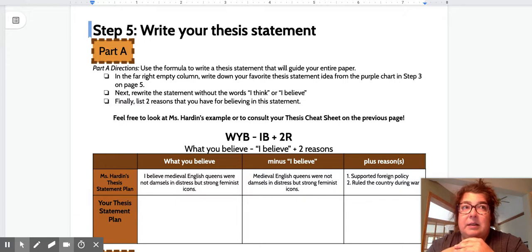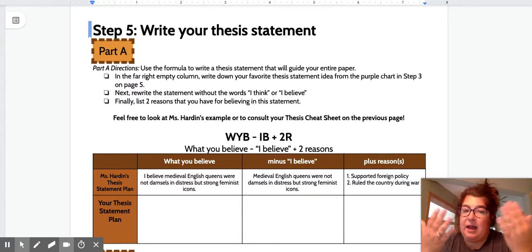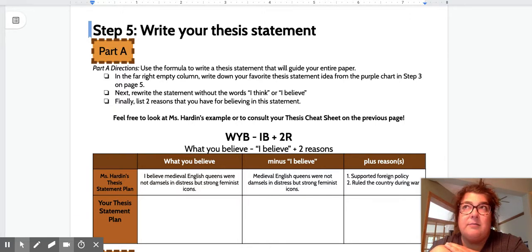Part of the thing with a thesis statement, though, is we don't actually say the words "I believe" or "I think." So if we look at my example, Miss Harden's example, "I believe medieval English queens were not damsels in distress, but strong feminist icons." That's what I believe. But in a thesis statement, we do not need to say "I believe" or "I think" or "I feel." Adding those phrases is redundant because my name is at the top of the paper and I don't need to tell people "I."